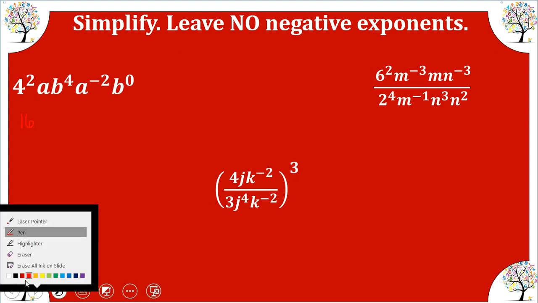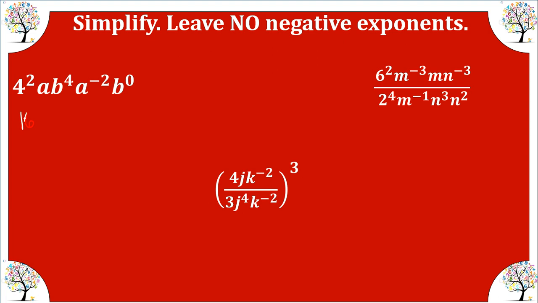Oops, let's get a different color. So 16, we have an a to the first times a to the negative 2. Then we have a b to the fourth times b to the 0. And now we need to move a to the negative 1 to the bottom.